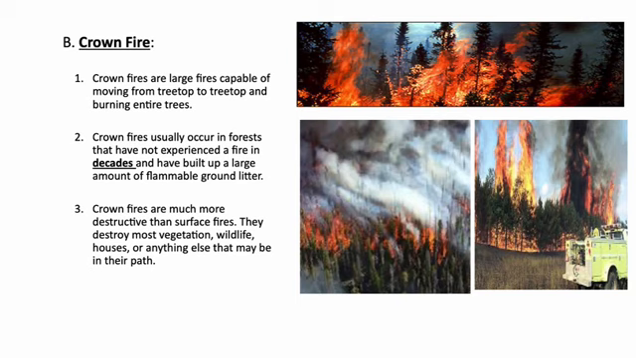Another type of fire is a crown fire. Crown fires are the large fires that are capable of moving from treetop to treetop and burning entire trees. This makes sense for the name. It's a crown, it happens on top. Crown fires usually occur in forests that have not experienced a fire in decades and have built up a large amount of flammable ground litter.